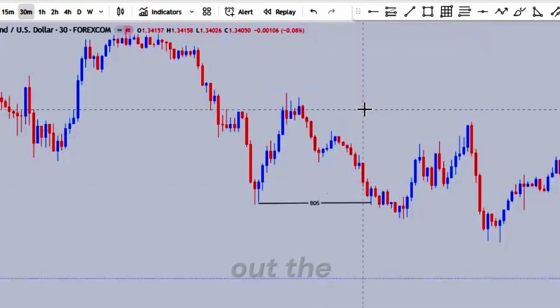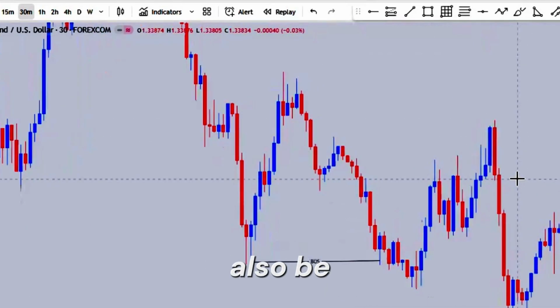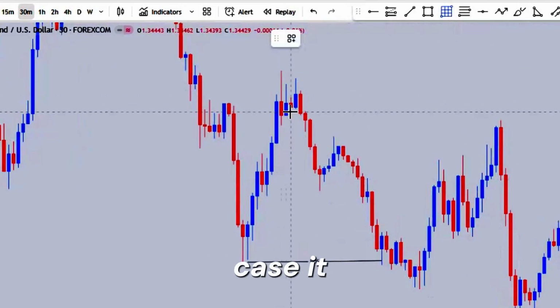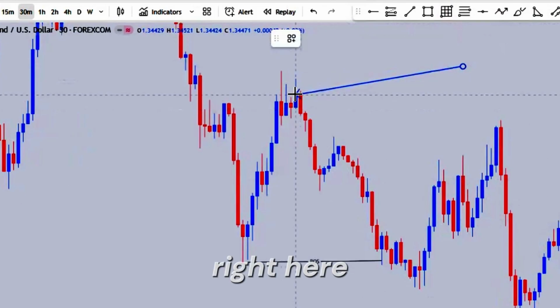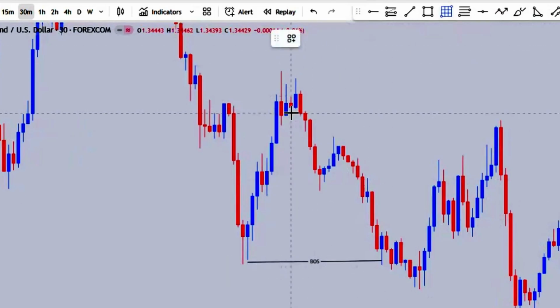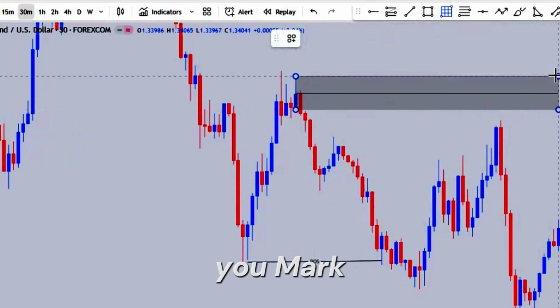So now let's mark out the last candle, guys. It might be a bullish one, it might also be a bearish one. Now in this case, it happens to be a bullish candle, so it's this candle, this one right here. You have to mark the whole of it, from where it opens to where it closes, the whole of it, even with the wick, you mark it out.